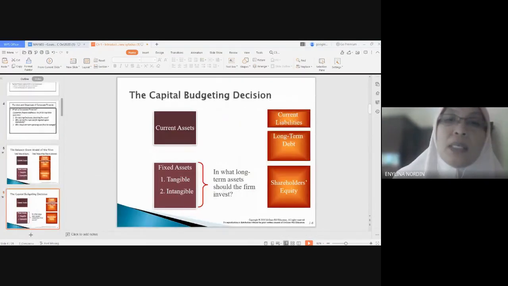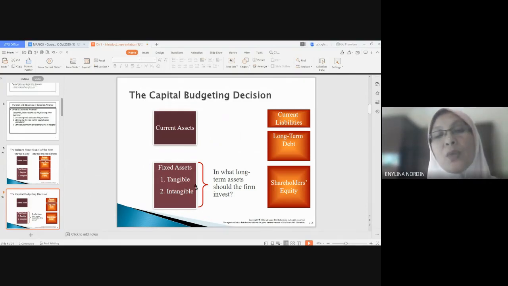Alright, so look at the next slide. You can see that for the first question, in what long life assets should the firm invest, it refers to the left hand side of the balance sheet. It's about assets, the fixed assets or the investment in long life assets. So either you want to invest in tangible assets, maybe the company plans to buy a new building for the business, land, right? Or they want to invest in R&D. So they need to invest in this, either one. And then the second question relates to the right hand side of your balance sheet.